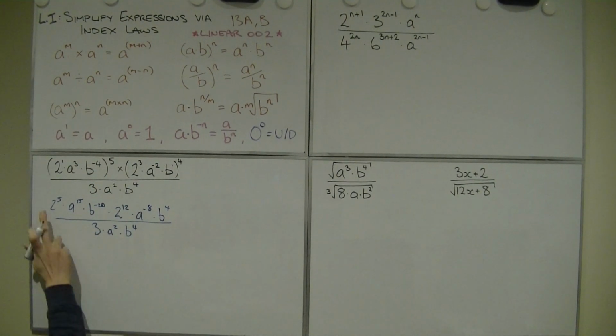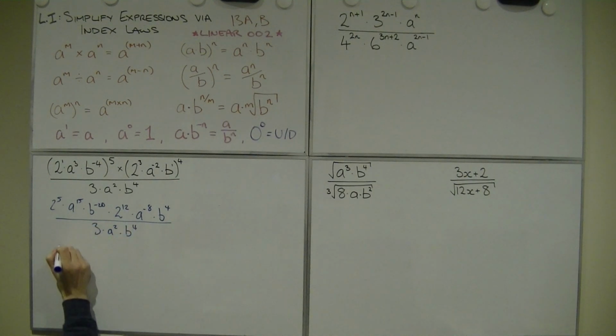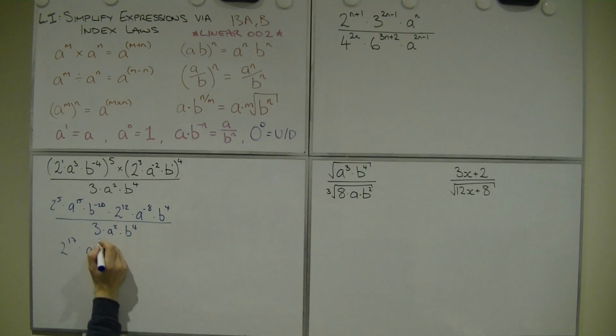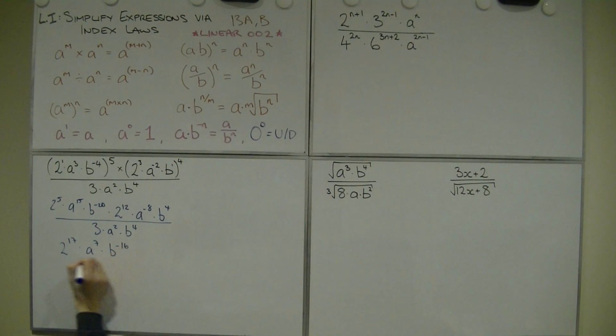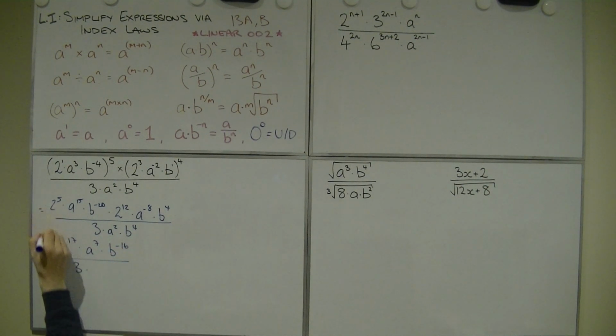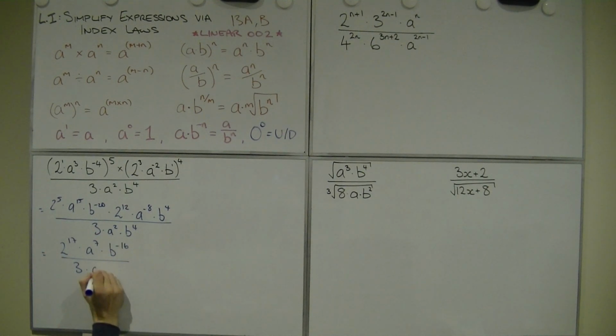Okay, well, what else have we got? We'll take a look at the top. I've got a whole bunch of 2s, so 2 to the 17, a to the, what's that, 7, b to the negative 16, all over, so equals, a to the 2, b to the 4, last bit. Okay, I've got 2 on top, no other 2s, so he's stuck. So whatever 2 to the 17 is, some terribly huge number. A to the 7 over a to the 2, so I've got a to the 5, b to the negative 16 over b to the 4.